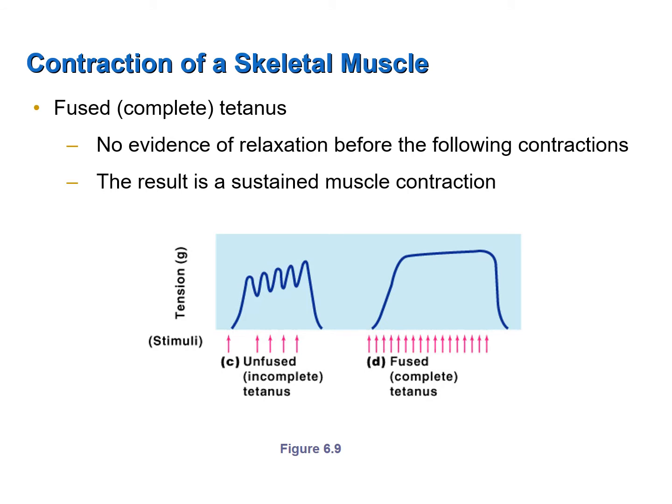Electrical stimulations can be delivered at a high enough frequency, however, that no calcium moves back into the sarcoplasmic reticulum between stimulations. And this results in a maximum sustained production of tension, and this is called fused or complete tetanus. In the human body, motor neurons do not generate action potentials at a high enough frequency to produce complete tetanus, at least not normally. Unfused or incomplete tetanus would be considered the normal physiological condition.